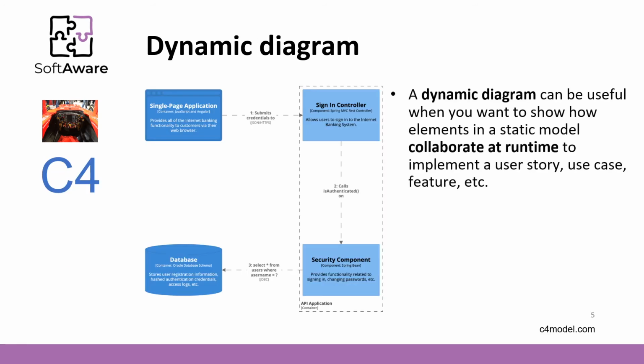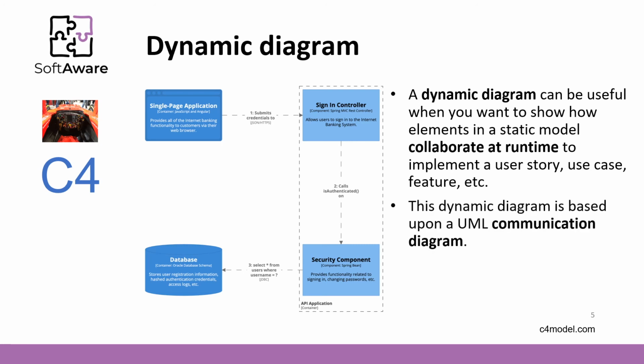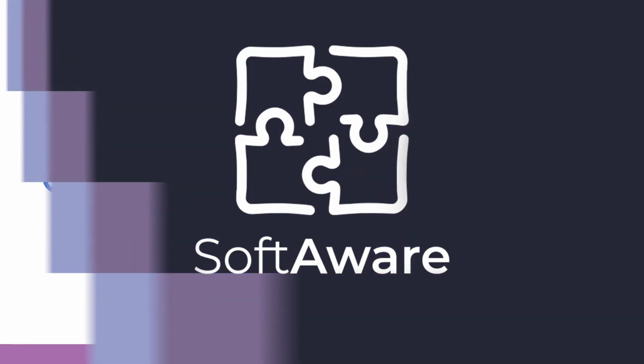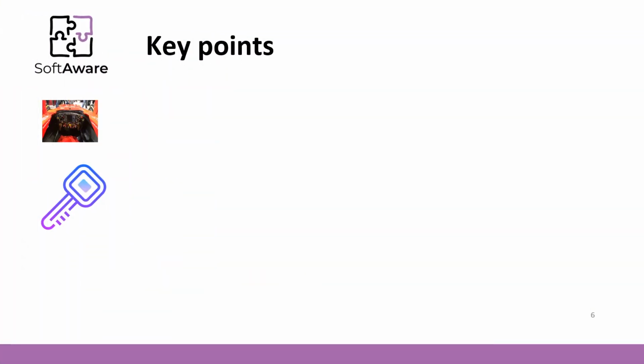A dynamic diagram can be useful when you want to show how elements in a static model collaborate at runtime in order to implement a user story, use case, feature, etc. This dynamic diagram is based upon a UML communication diagram, previously known as a UML collaboration diagram. It is similar to a UML sequence diagram, although it allows a free-form arrangement of diagram elements with numbered interactions to indicate ordering. Let's summarize this lecture.